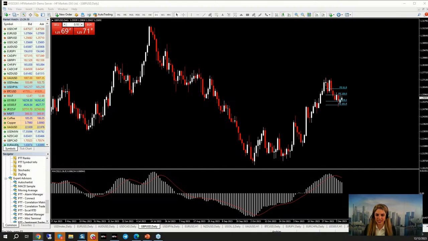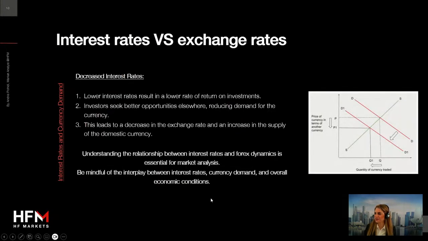So let's get back to our slideshow. Here we are. Again, if we see interest rates decrease, that leads to reducing demand, right? And the quantity of currency traded decreases, and that's why the price of currency, in terms of another currency, depreciates as well.